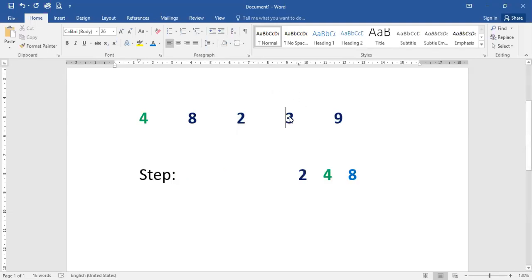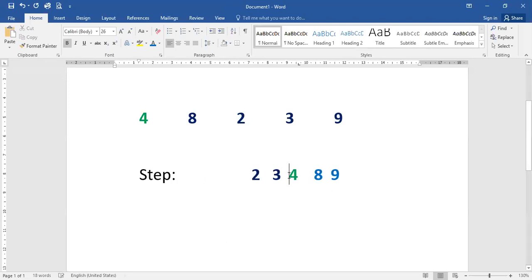Then next you take another element, that is 3. You have to check the value 3 with the pivot element 4. Since it is less than the pivot element, you place the value 3 here like this. Next you compare the value 9 with the pivot element 4. The value 9 is greater than the pivot element, so it is placed on the right side of the pivot element.